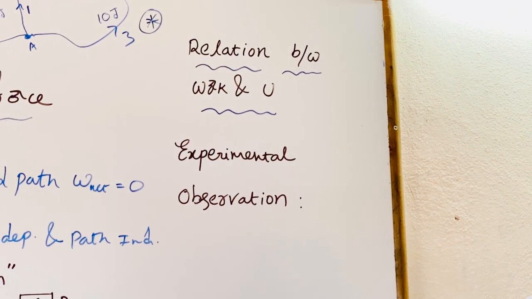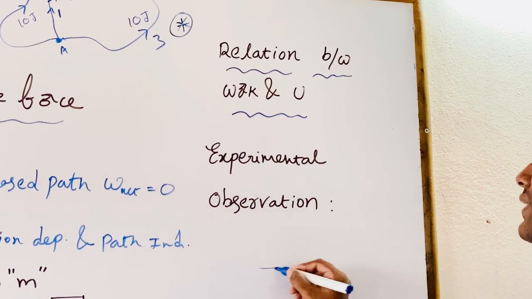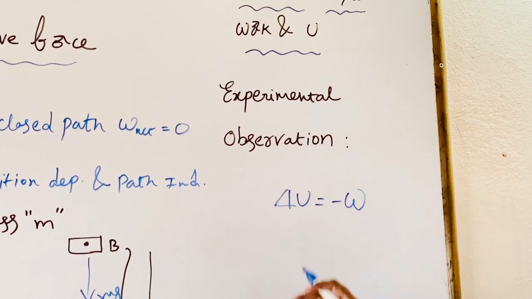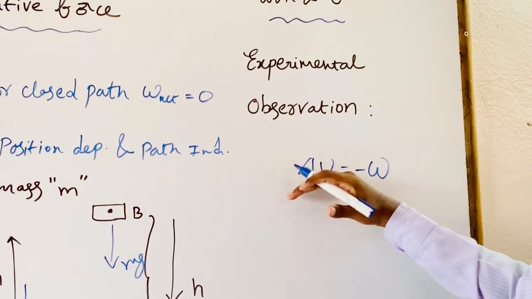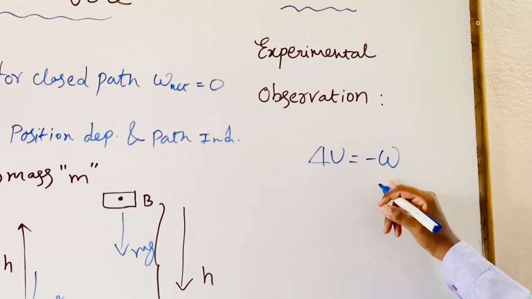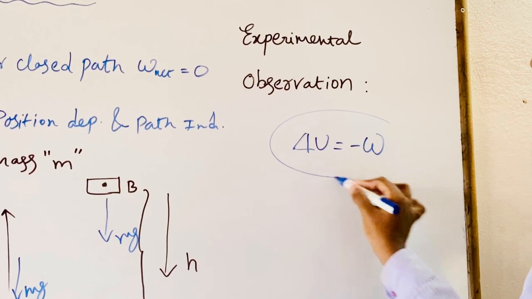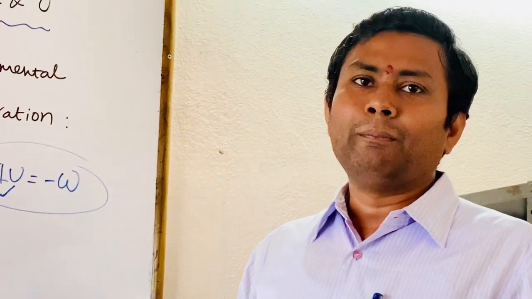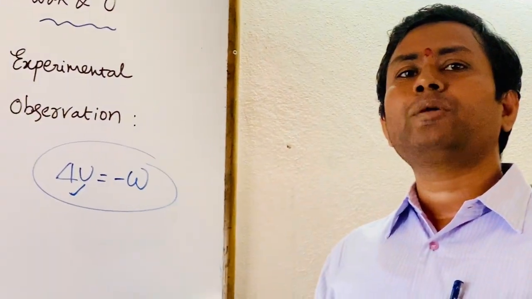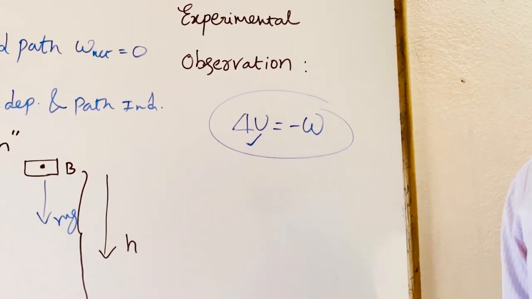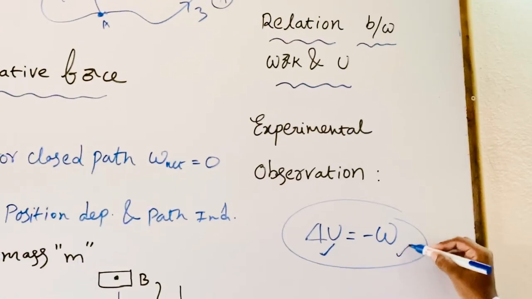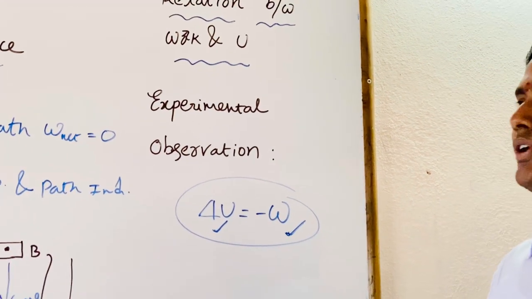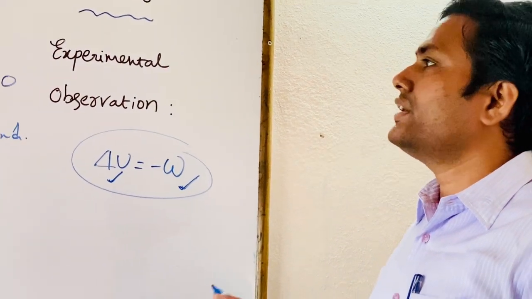Experimentally it was observed that delta U is equal to minus W. Delta U indicates the change in the potential energy, and W indicates the work done by the conservative force. Whatever the type of potential energy, either gravitational, electrostatic, or magnetic, any change in that potential energy is always equal to the negative of the work done by the corresponding conservative force. I hope these key ideas you understood well.